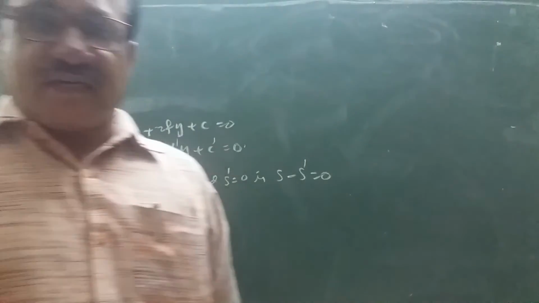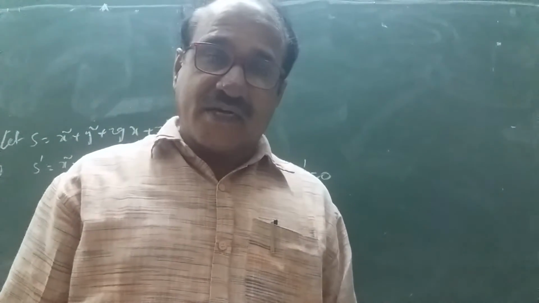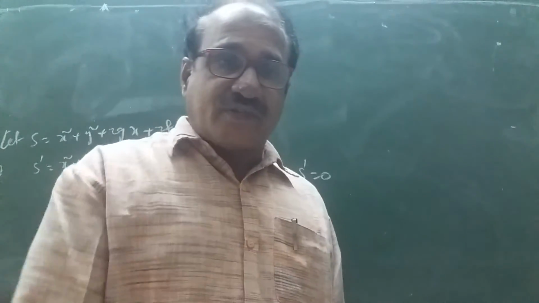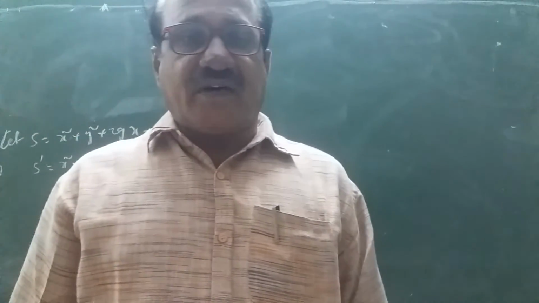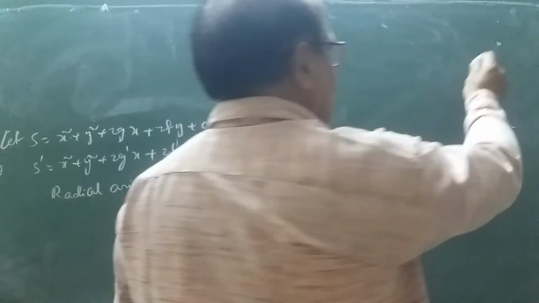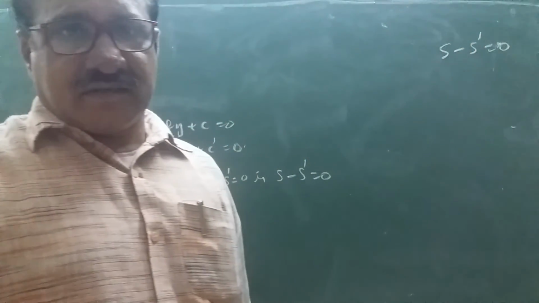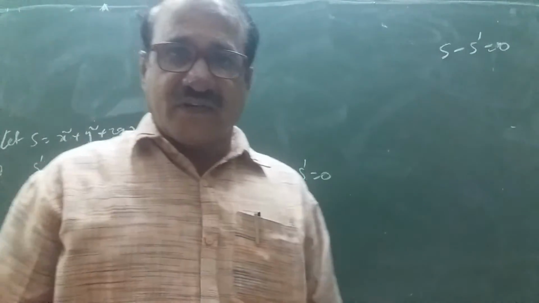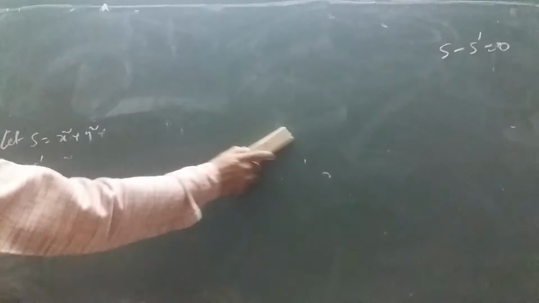Similarly, if two circles touch each other at a point, then the common tangent also we can find by using this formula S minus S dash. If two circles are intersecting, then the equation of the common chord we can find by using S minus S dash equals 0. S minus S dash is the most important formula in this chapter. It is used for three cases: radical axis, common tangent, common chord. This is the equation of the common chord, the equation of the common tangent, and also the radical axis. Okay, this is about radical axis.